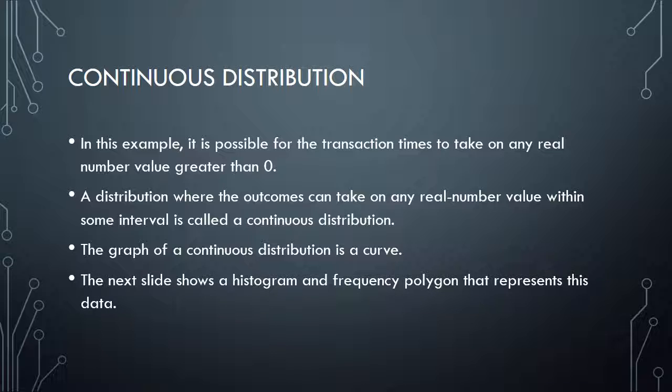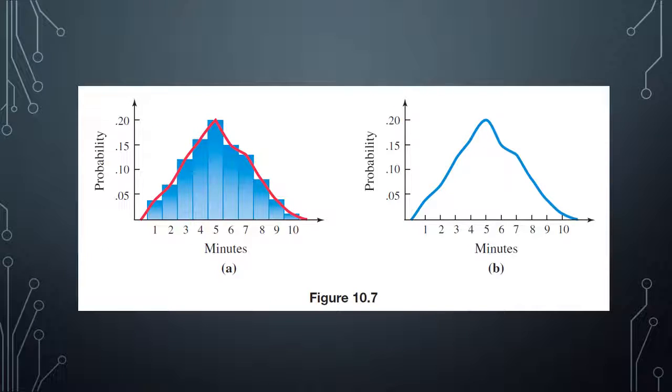Now on the next slide, we're going to see a histogram and a frequency polygon that represents the data from this particular example. And you can see that the frequency polygon really does look like a curve. It's represented by a curve, and we don't have to have our data points at exactly 1 minute and 2 minutes and so on, because the times in between actually are real points that you could have.